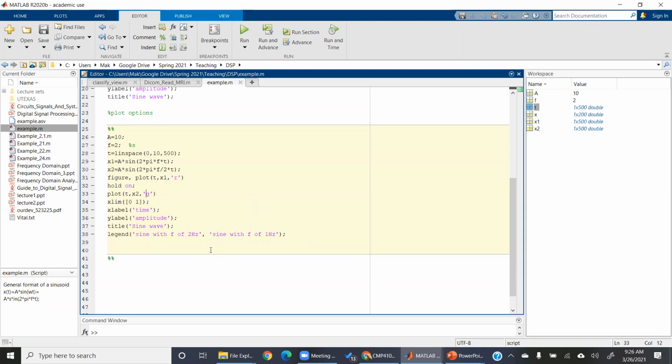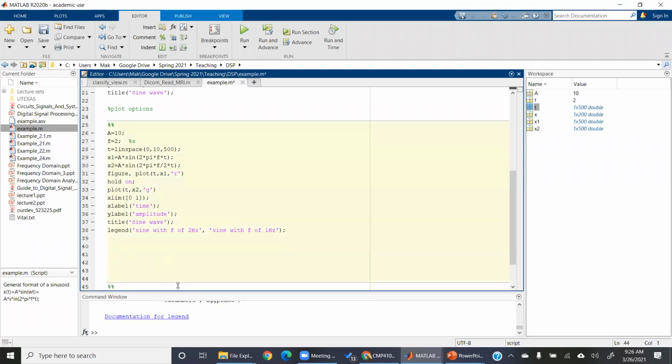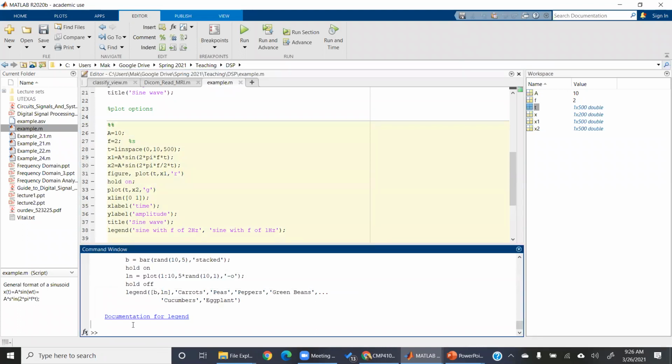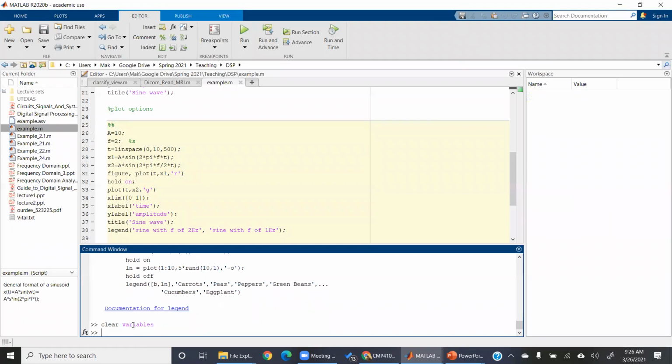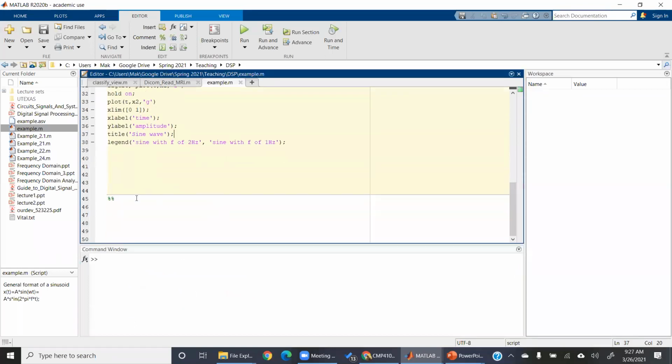Okay. So someone is asking if the order in which we write the lines of code and execute them matters. Yes, it does matter. Let me clear variables, clearing my workspace, CLC, clear my command window. So I'm just going to write a few things here.